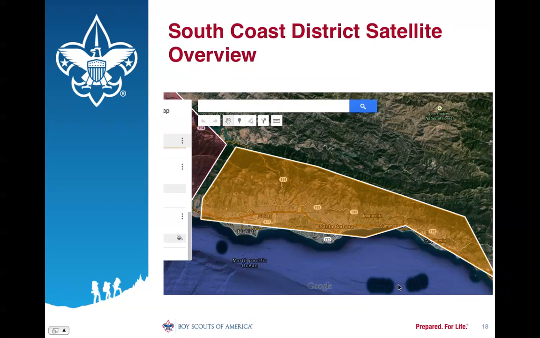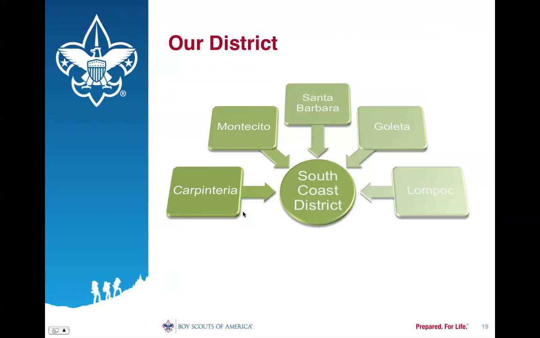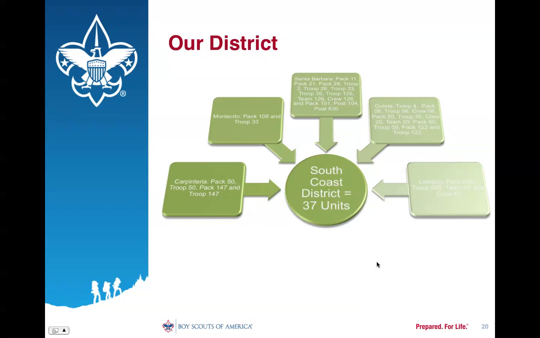South Coast District satellite overview, so we stretch from Carpinteria all the way up to Goleta. We cover some major cities: Carpinteria, Montecito, Santa Barbara, Goleta, and Lompoc. And within those cities, we have a total of 37 units, and as you can see, the bulk of them are in Santa Barbara and Goleta, but we do have some very strong units in Montecito, Carpinteria, and we'll be absorbing some units in Lompoc as well.